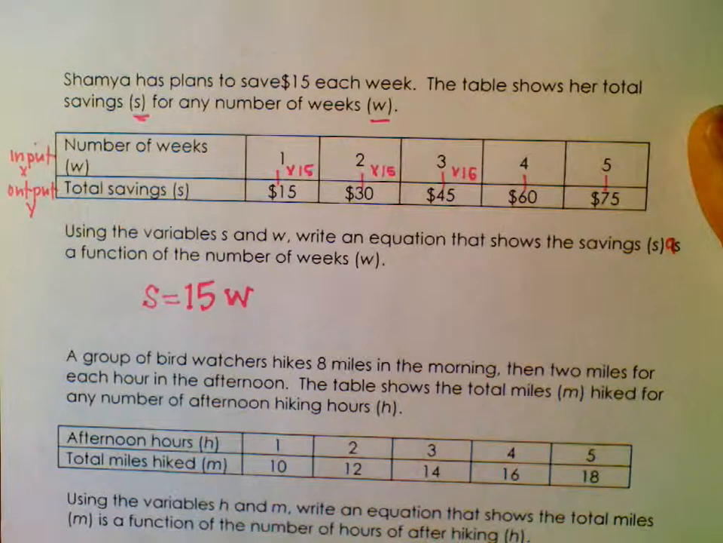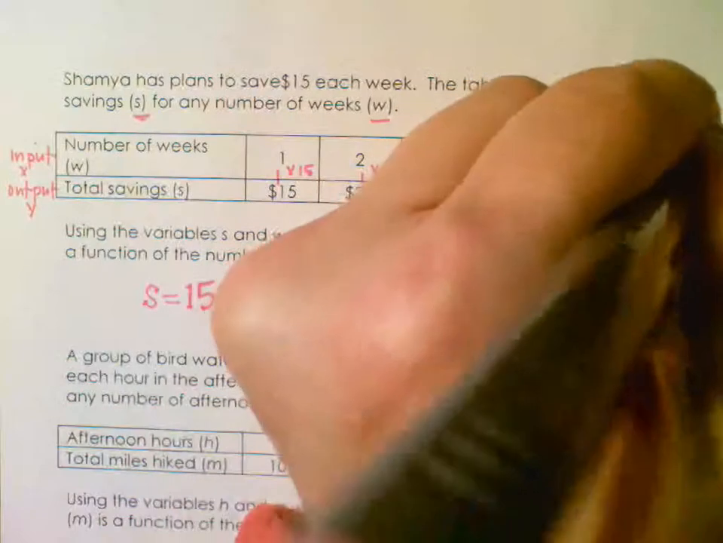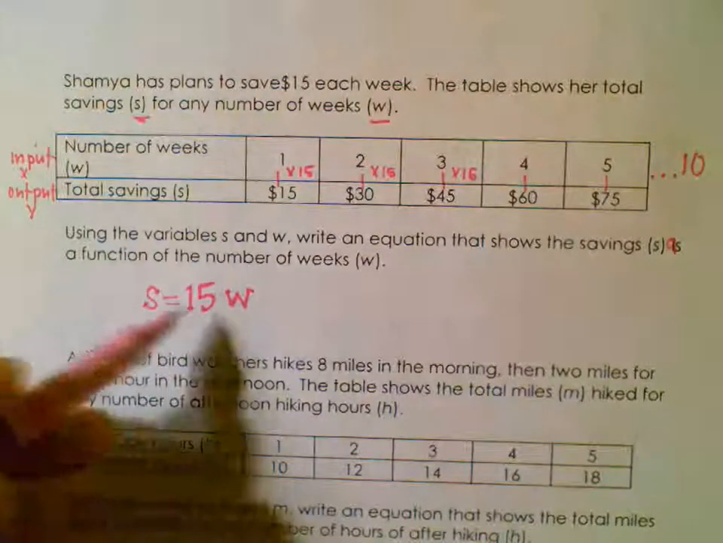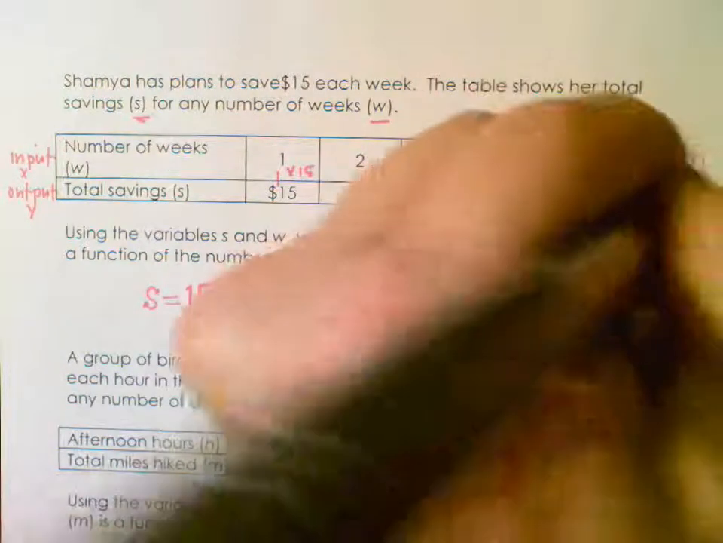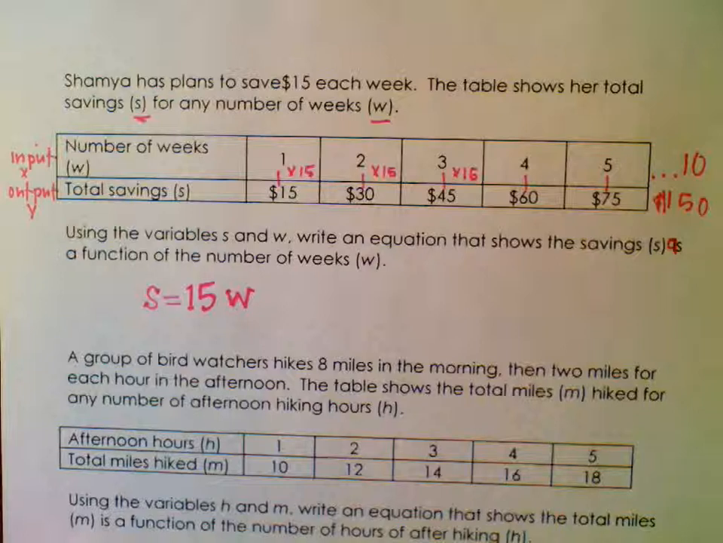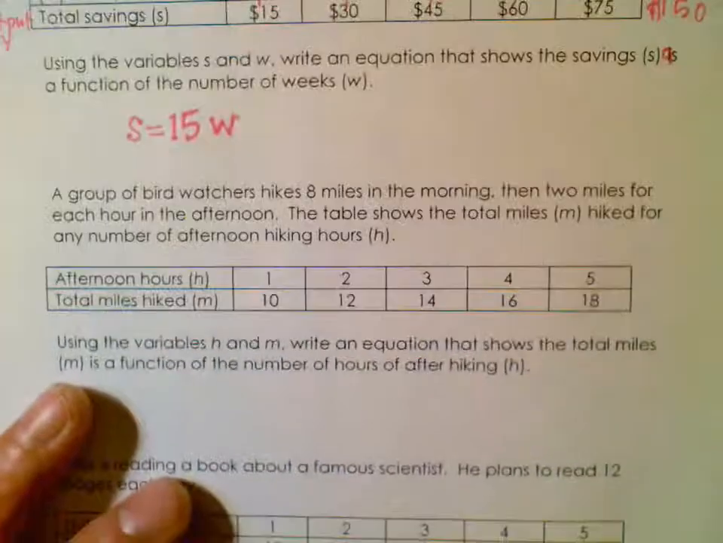W. Okay, so for 45, we could figure out what this would be in 10 weeks, because all we'd have to do is take 10 and multiply it by 15, and we would get $150. Okay, all right, I'm going to move this up for the next one.